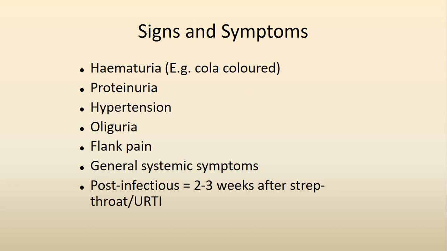Signs and symptoms: hematuria, or polyuria, depending upon the cause. Proteinuria less than 3 grams, hypertension, oliguria, flank pains, and general systemic symptoms. Post-infectious: 2 to 3 weeks after a streptococcal throat or upper respiratory tract infection, hematuria also indicates nephritic syndrome.